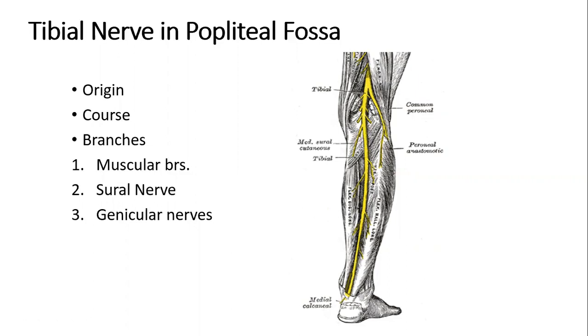whereas the rest of the muscles are basically present within the posterior compartment of the leg. So these are the muscular branches given off by the tibial nerve within the popliteal fossa. Then tibial nerve gives one cutaneous branch that arises within the popliteal fossa, and that cutaneous branch is called sural nerve.